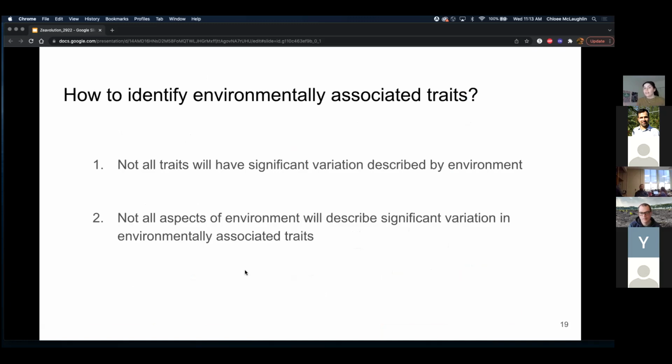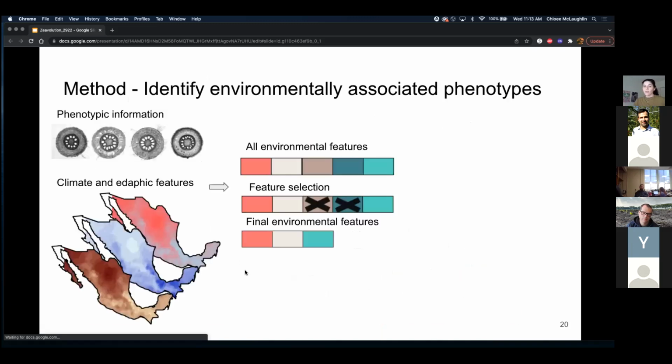So how do we identify environmentally associated traits? Because one, not all traits are going to have significant variation described by environment. And two, not all aspects of environment are going to describe significant variation in these environmentally associated traits. So this brings in the use of a feature reduction method that we use called the Boruta method, where we are able to reduce the number of features and identify which aspects of environment are actually describing significant variation in a trait. And a byproduct of this is we also identify traits that actually have significant variation associated with environment, or as correlated to environment, I should say.